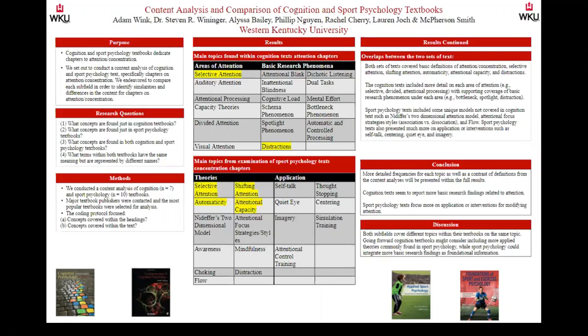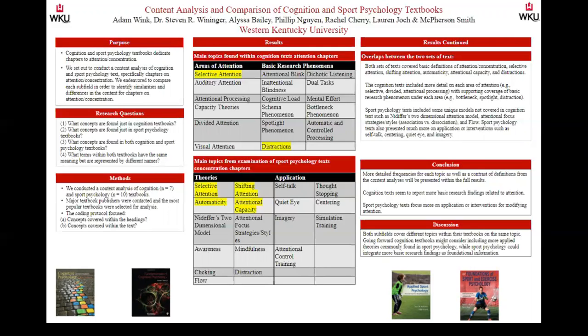Now, both sets of text covered basic definitions of attention and concentration, selective attention, shifting attention, automaticity, attentional capacity, and distractions, while the cognition text included more detail on each area of attention with the supporting coverage of basic research phenomenon under each area. We noticed that the sports psychology text included more unique models not covered in cognition text, such as the Nideffer's 2-dimensional attention model, potential focus strategies, and flow. Sports psychology text also presented much more on application or interventions such as self-talk, centering, quiet eye, and imagery.